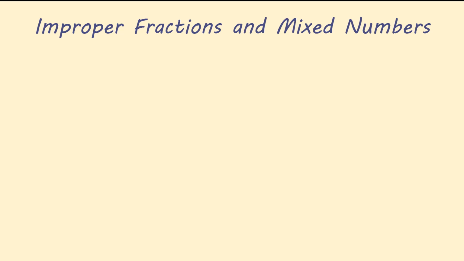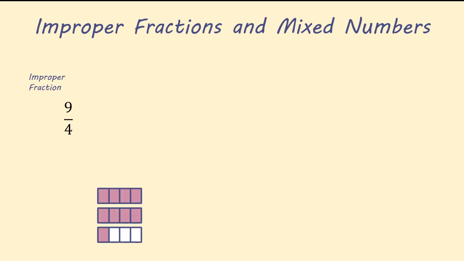An improper fraction is a fraction where the numerator is bigger than the denominator, like 9 over 4. 9 quarters can be represented on a bar model like so. It represents 2 wholes and a quarter. To convert 9 over 4 into a mixed number, calculate 9 divided by 4. You can either calculate this mentally or use the bus stop method, which is 2 remainder 1. So we write this as 2 and a quarter. This is a mixed number.